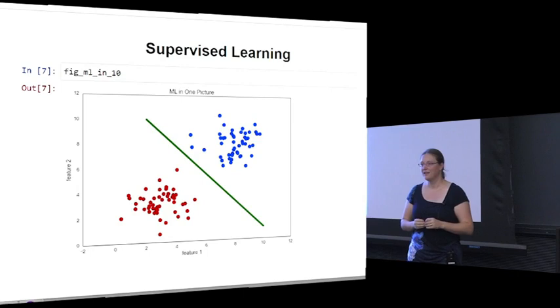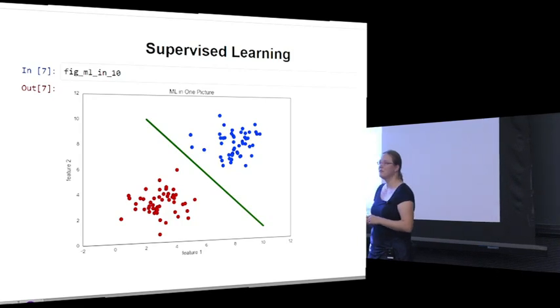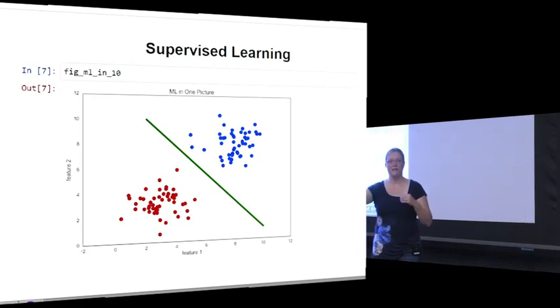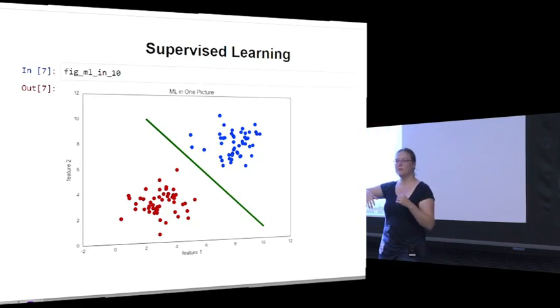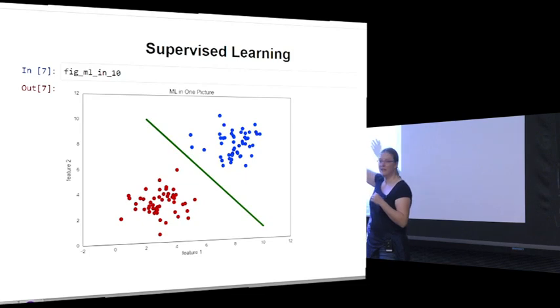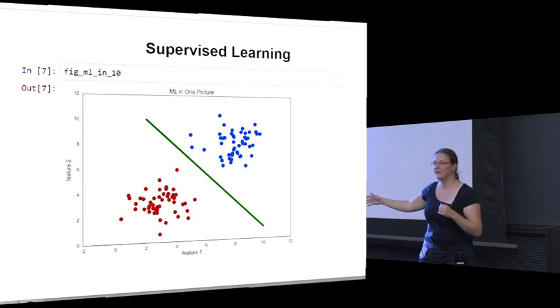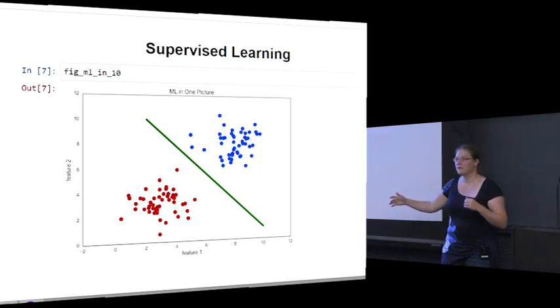Yes, exactly. Because supervised learning is about making predictions for future unseen data. And then if somebody comes with a new data point, I just look on which side of that line the new data point is, right? And if it's on the blue side, I say blue class. And if it's on the red side, I say red class. This is why this is so important.